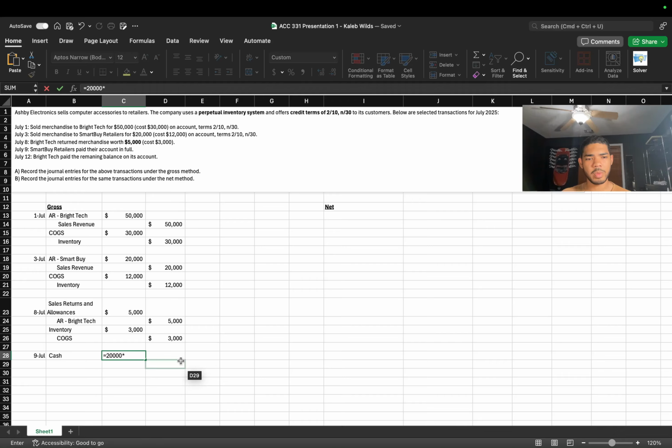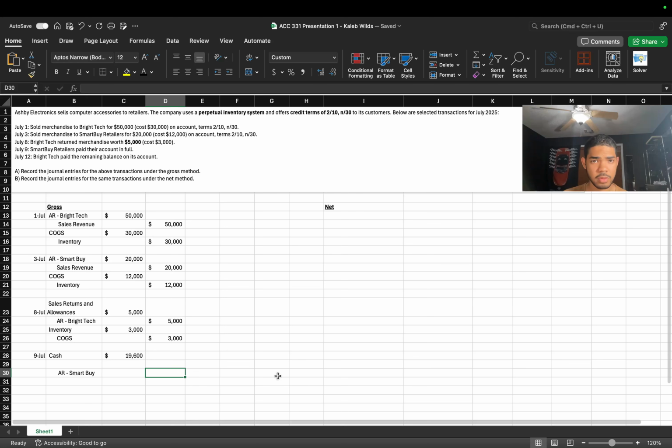And so what we can think of is we're discounting them by 2%. So in other words, they're still going to be paying the other 98%. So we can just multiply this by 0.98, and that'll give us $19,600. And the easy credit to this is their accounts receivables. We're going to credit that and reduce it. However, their accounts receivable balance was $20,000, so we need to still reduce it by the $20,000.